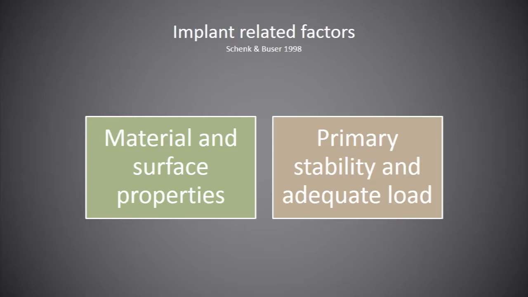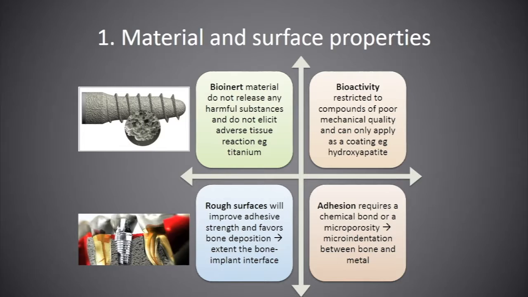Implant-related factors can be divided into material and surface properties and primary stability and adequate load. Bioinert materials do not release any harmful substances and do not elicit adverse tissue reaction. An example of this material is titanium. Bioactivity is restricted to compounds of poor mechanical quality and can only be applied as a coating, such as hydroxyapatite.